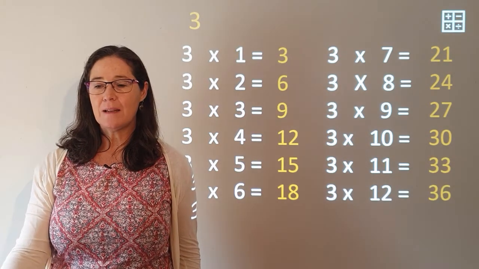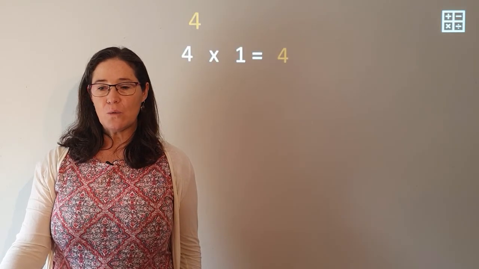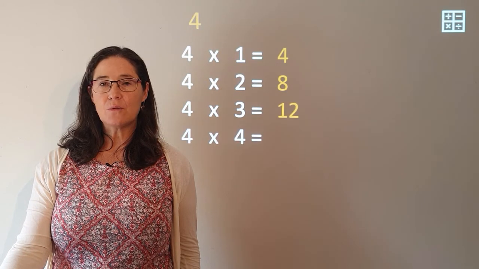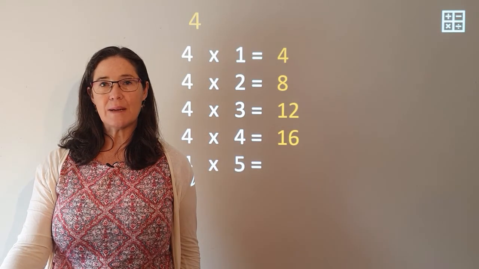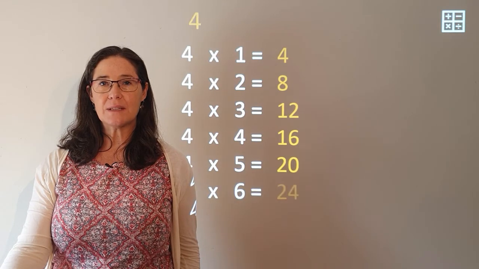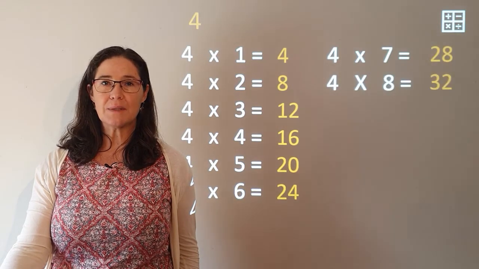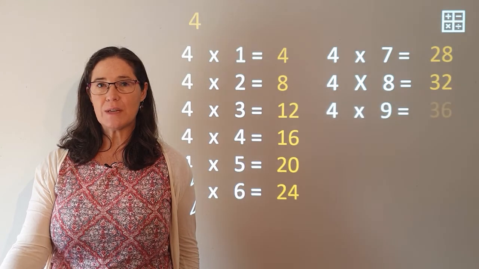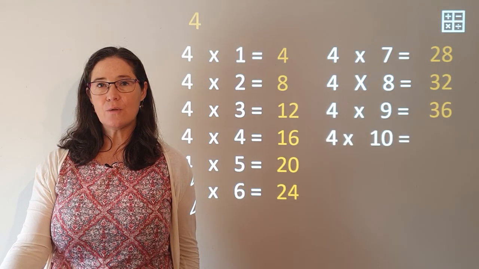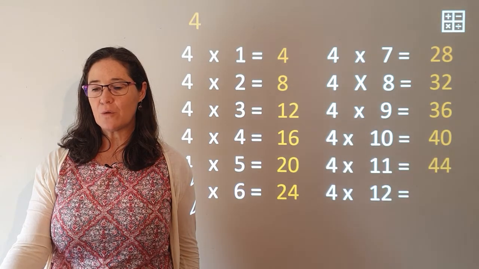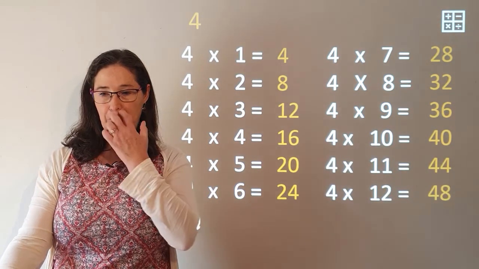Right, let's try and get into the rhythm. 4 times 1 is 4. 4 times 2 is 8. 4 times 3 is 12. 4 times 4 is 16. 4 times 5 is 20. 4 times 6 is 24. 4 times 7 is 28. 4 times 8 is 32. 4 times 9 is 36. 4 times 10 is 40. 4 times 11 is 44. 4 times 12 is 48.